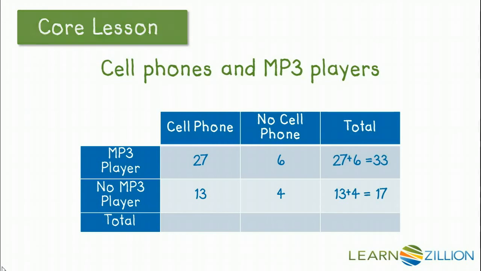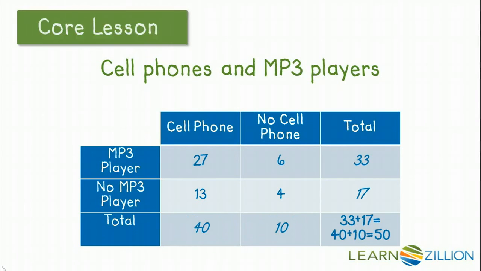We can total the rows to get 33 people with an MP3 player altogether, and a total of 17 people altogether do not have a MP3 player. We can also total the columns. We have 27 plus 13 or 40 people with a cell phone, while we have 6 plus 4 or 10 people without a cell phone. And the grand total is going to be the sum of the row totals, which would be 33 plus 17, which gives you 50. Or you can sum the column totals to get 40 plus 10, which is also 50.